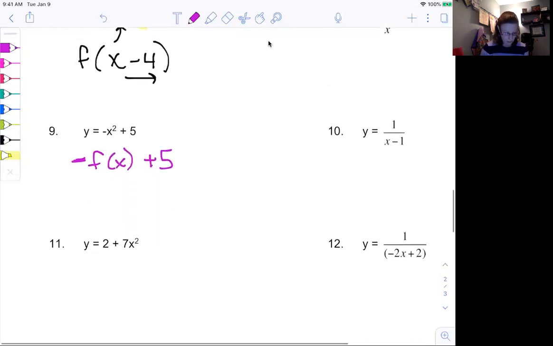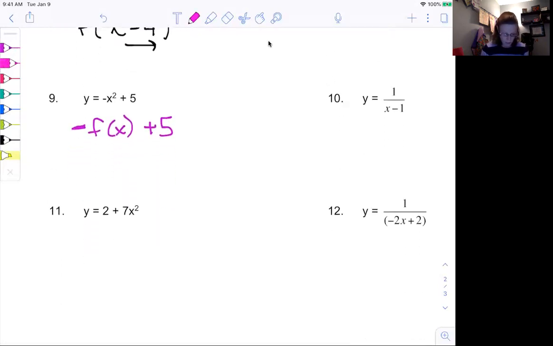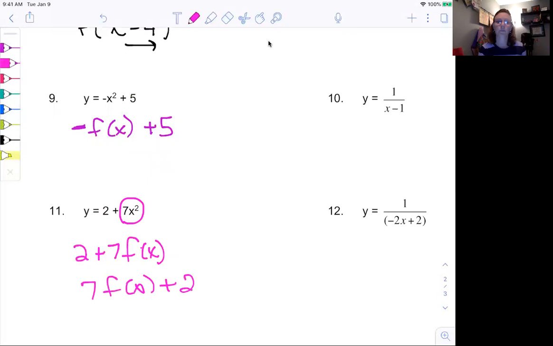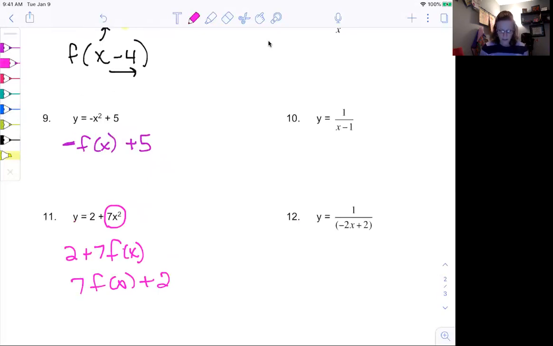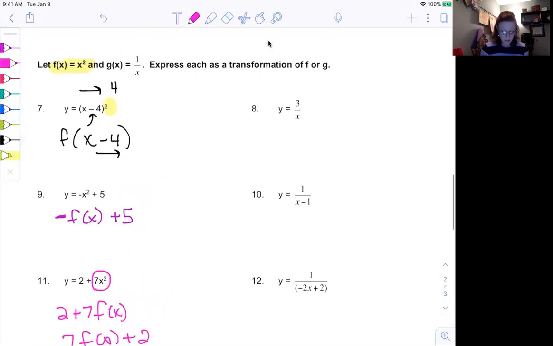The last one with these, again, think of it the same way. There's my x squared, so that means I have to have f of x. I would place the 7 in front because we're taking 7 times my f of x function. So 7 times x squared is 7 f of x. And then that's being increased by 2. We could also flip it around if you'd rather have it the other way. All right, so that would be our f of x function. Now let's look at the g.